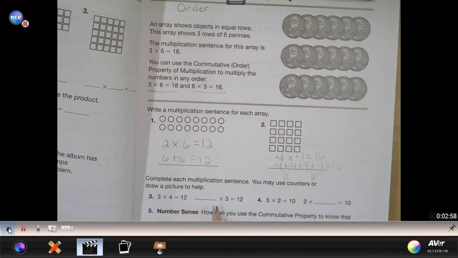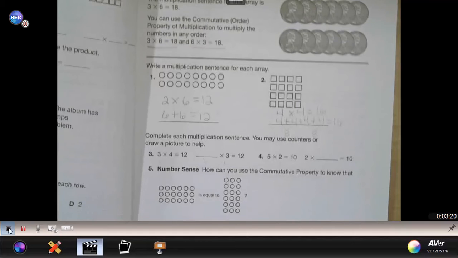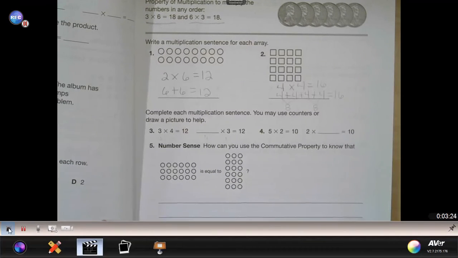In the next couple of problems, they're showing how to look at the commutative property or the order property. So it asks you to fill in the blank based on these 2 factors, which of those factors is missing. Same thing for number 4, which of these 2 factors is missing to complete this equation. And for number 5, it says, how can you use the commutative property or order property to know that 3 rows with 6 in each row is equal to 6 rows of 3? How can you use that order property?